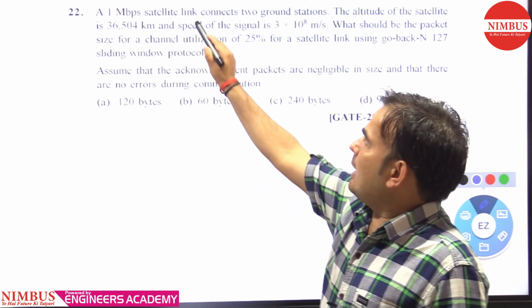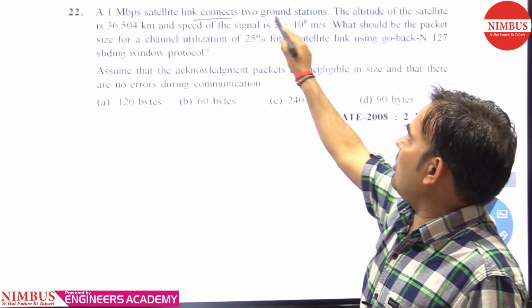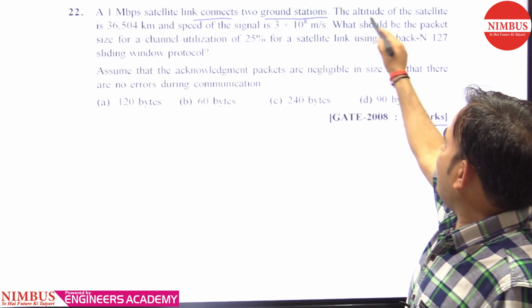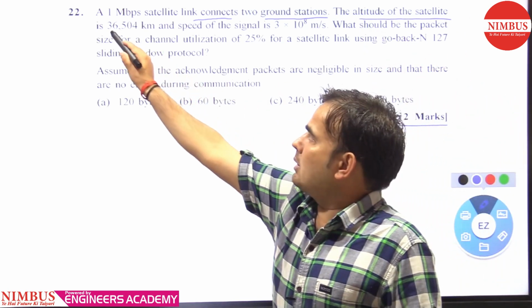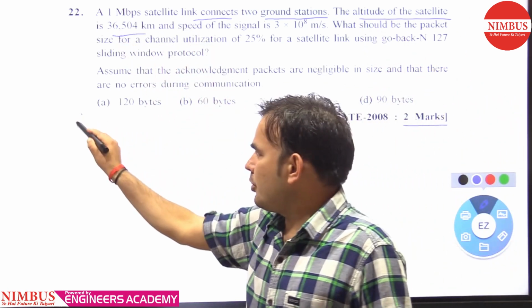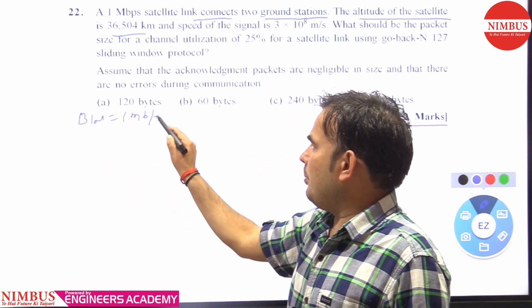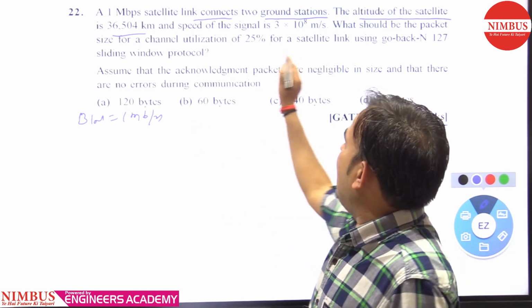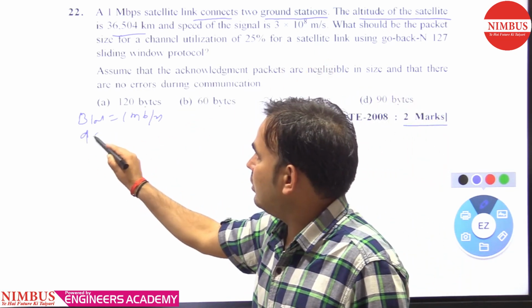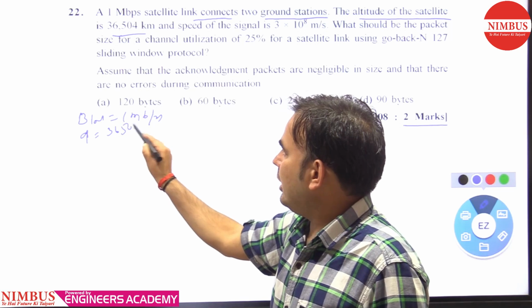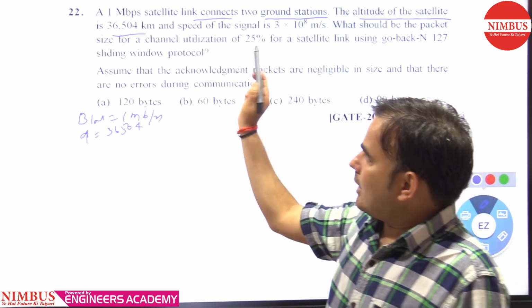A 1 Mbps satellite link connects 2 ground stations. The altitude of the satellite is given. Bandwidth is given as 1 Mbps, and distance is given as 36,400.